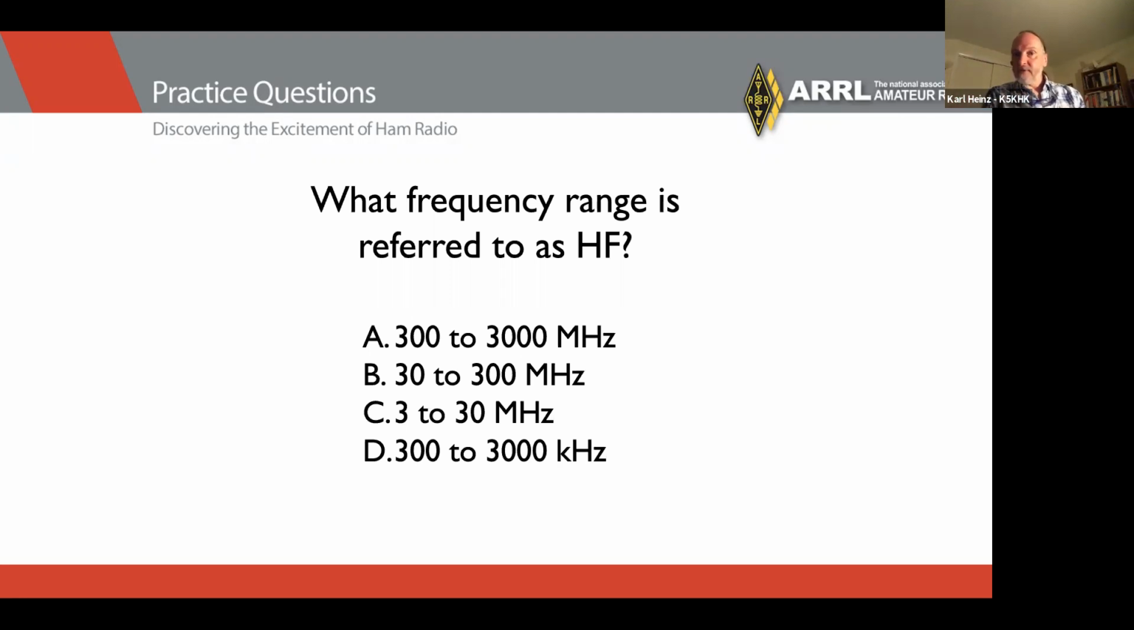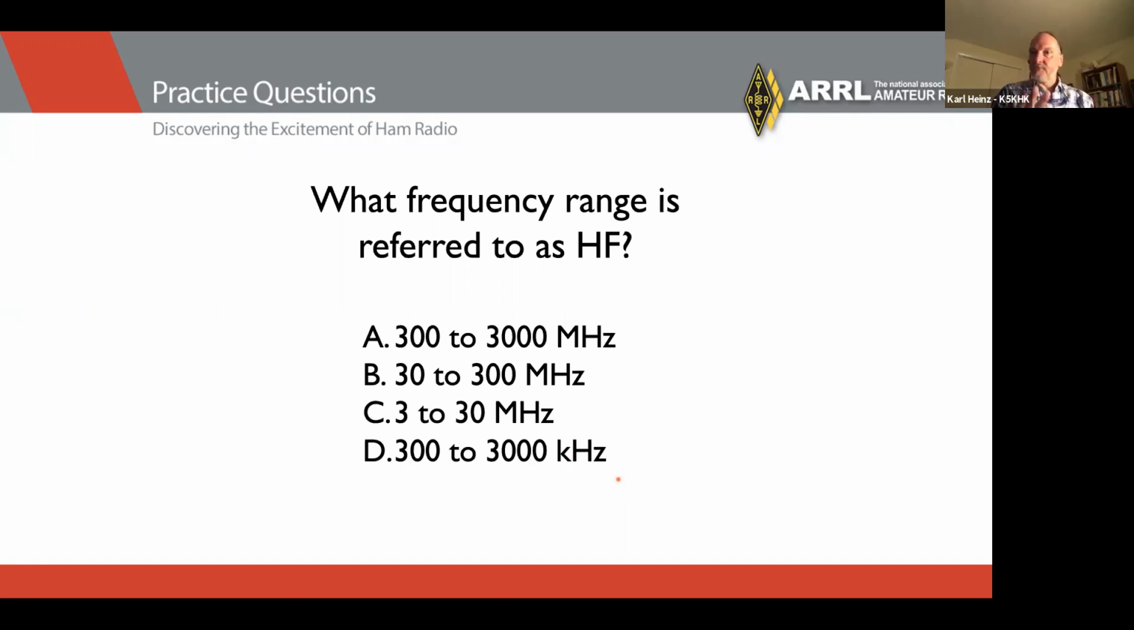So this is the third question about those spectrum ranges. So we had VHF, UHF, now we're talking about HF. Again, you can rule out one of these right away because we said we're not dealing with kilohertz. So what do you think is the right answer here? Three to 30 megahertz. It's 3 to 30 megahertz, yes.